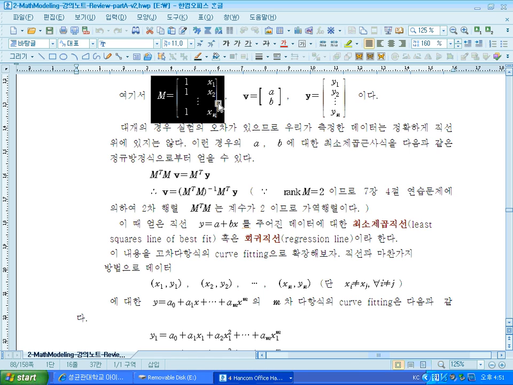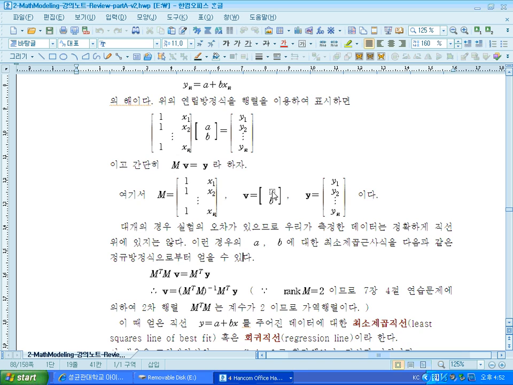But this matrix M has rank 2. So this is a 2 by 2 matrix whose rank is 2. We know the rank of M is the same as the rank of M transpose M. That's what we showed in the earlier stage of our class. So this is an invertible matrix, and we can find the inverse of this matrix. So V can be found just by multiplying by the inverse of M transpose M. So we have V now, A and B.